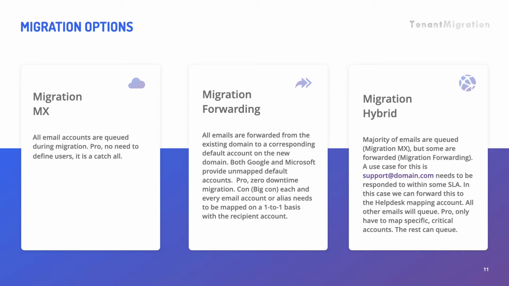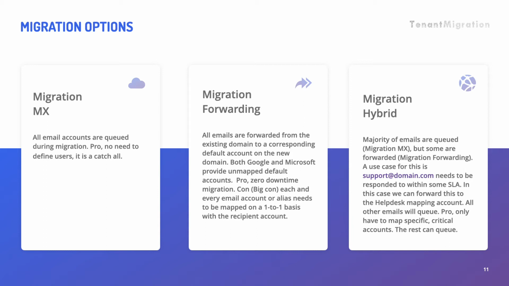We support a number of different migration options. One is called Migration MX, and that's the method that maybe 99% of the customer base follows. That is where you have an MX record that accepts all of your emails. You don't need to define any of your email addresses inside of the system. We'll just queue everything. This is in contrast to migration forwarding.